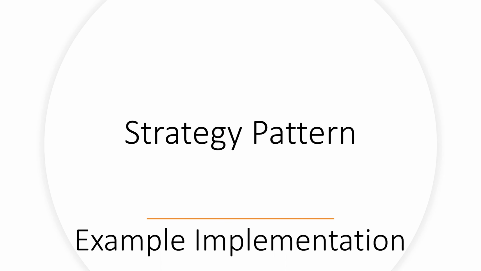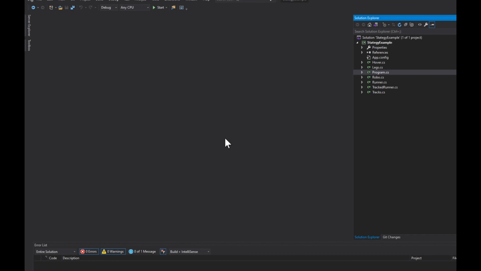So welcome to this video, which is going to serve as an overview of an example implementation of the strategy design pattern. The first thing we're going to take a look at is an example of our strategy base class. For this example, we're going to create a runner.